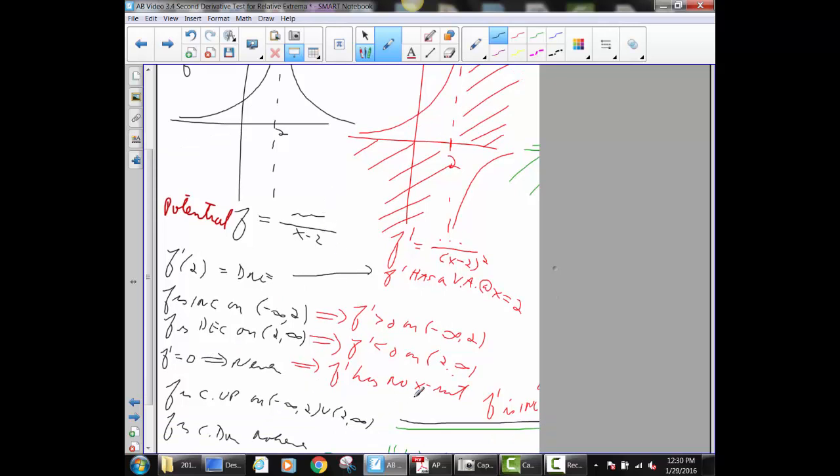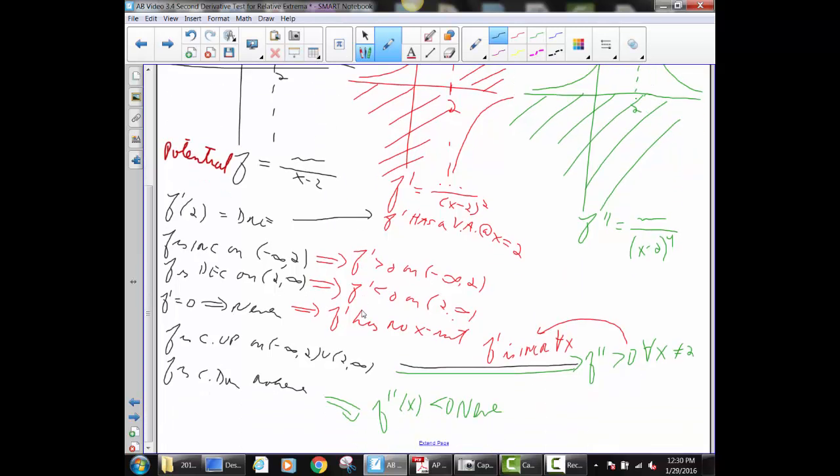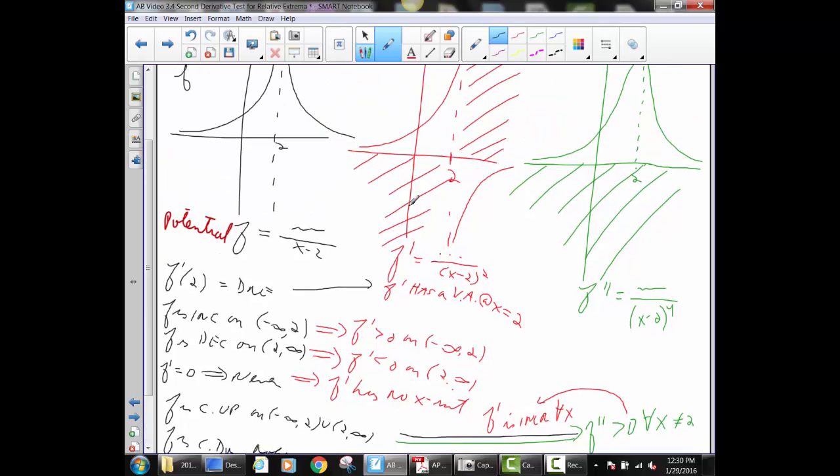And f is concave up the whole time, which means that f double prime is positive the whole time, which means f prime is increasing the whole time. And of course f double prime is never negative, which means f prime is never decreasing. So we just kind of fill in the blanks.